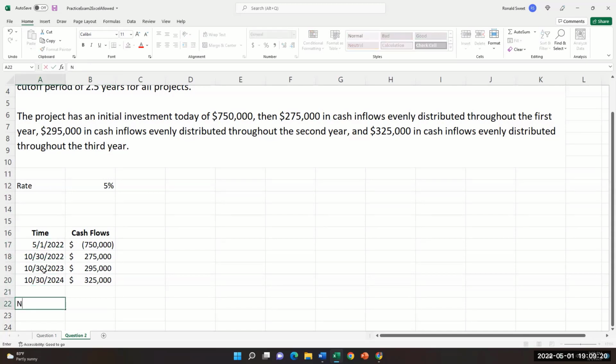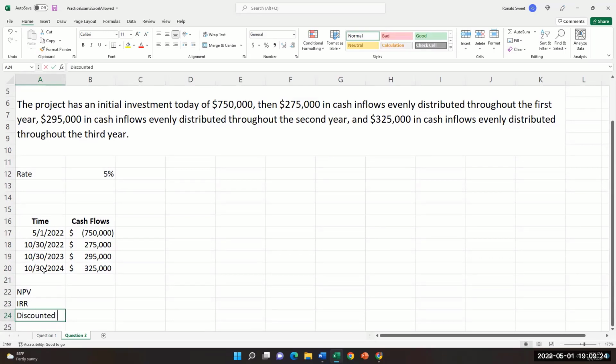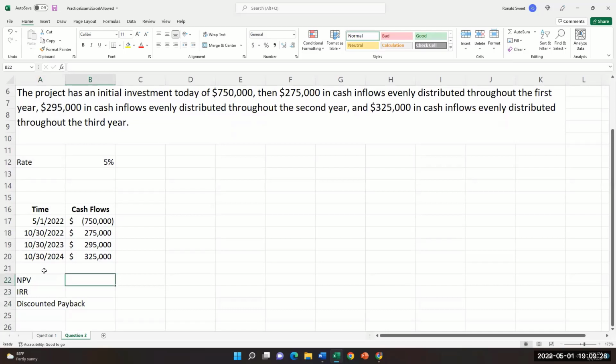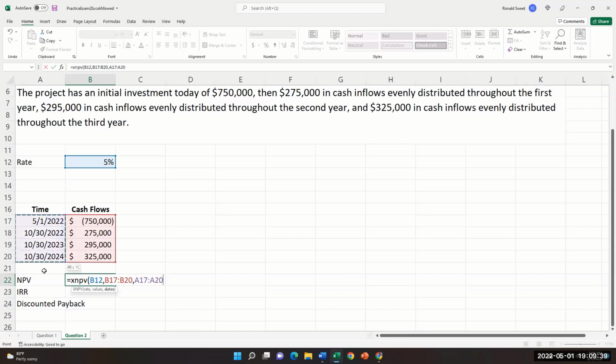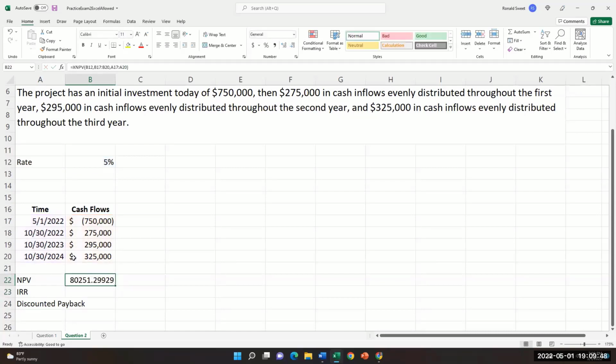All right, so then you're going to do your net present value, your IRR, and your discounted payback. And then Bill Gates does all the work for you. So you just do XNPV. You do the rate, comma the values, comma the dates. So you might say, why am I testing you on this if Bill Gates is doing all the work? Well, I want you to know that the XNPV exists and that he's doing all the work for you. So there's the answer there.